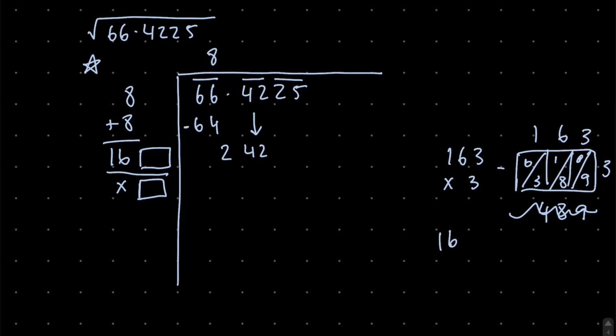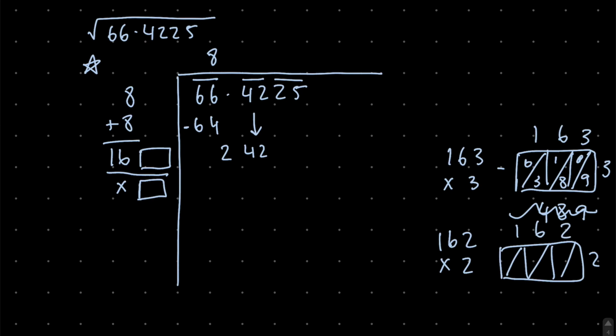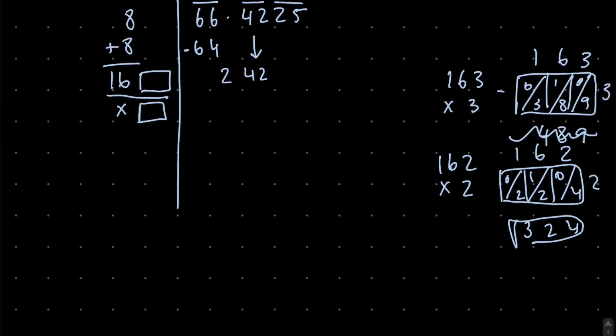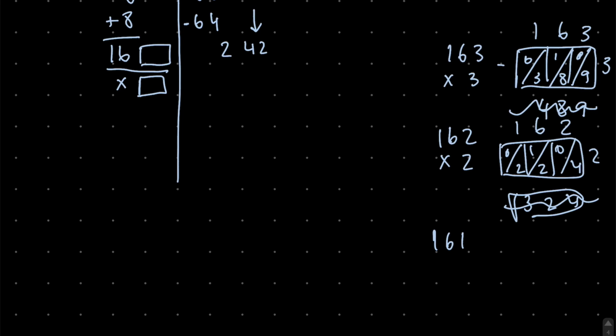Let's try 162 times 2. So 2 times 2, that's 4. 6 times 2, that's 12. 1 times 2, that's 2. So 4, 2, and 3. 324. No. That's way too big. So let's try 161 now, times 1. Well, that's just going to give us 161, because anything times 1 is that.